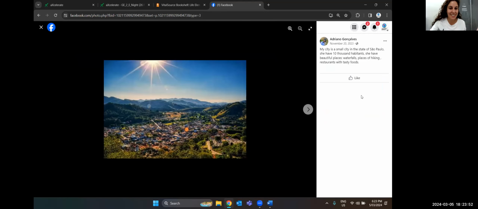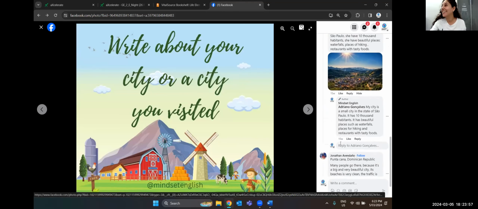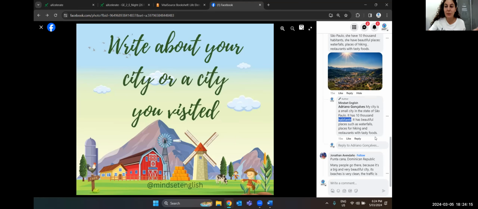So that's an image of Adriano's place. You know, my city is a small city in the state of Sao Paulo. It has 10,000 inhabitants. That means people who live there. It has beautiful places such as waterfalls, places for hiking, and restaurants with tasty food.